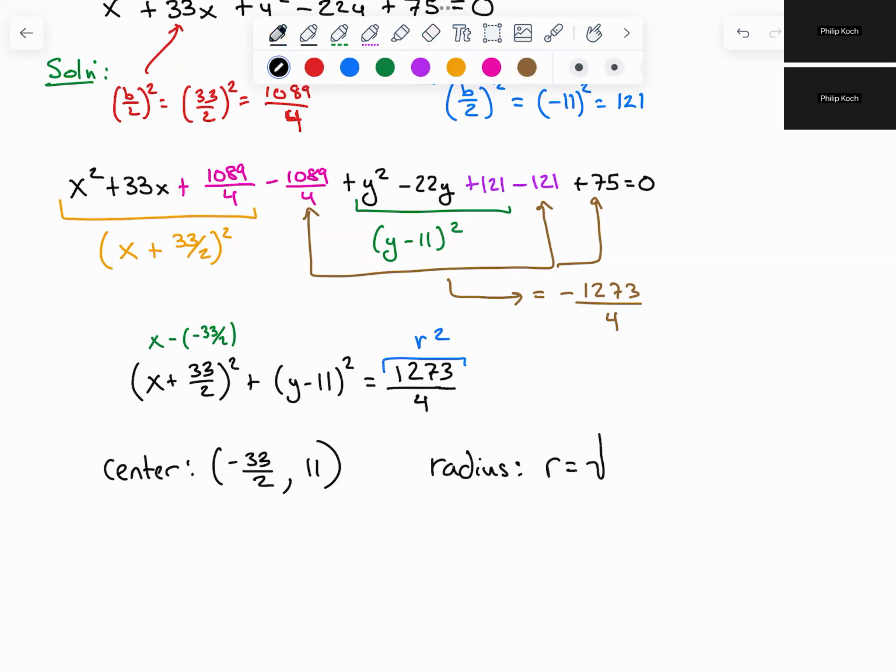will equal the square root of 1,273 over 4, which, I mean, you can leave it like that, or we could actually take the square root of it and write it as an approximation. I will try to make sure on the exam.